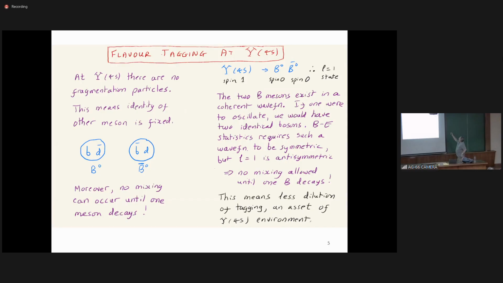So why is this so? So let me try and explain this, and I hope I've done it correctly. So the Upsilon 4S is a spin 1 meson, and it decays into two Bs, which are spin 0 mesons. Therefore, to conserve angular momentum, these must be in an L equals 1 state. Now, because there are no fragmentation particles produced, you just have these two mesons. These two mesons alone exist in a coherent wave function.